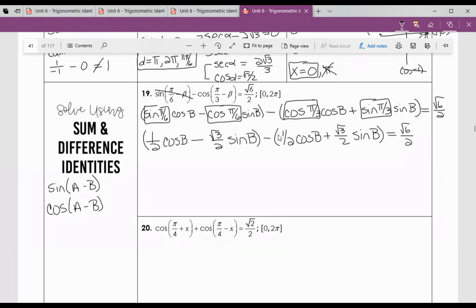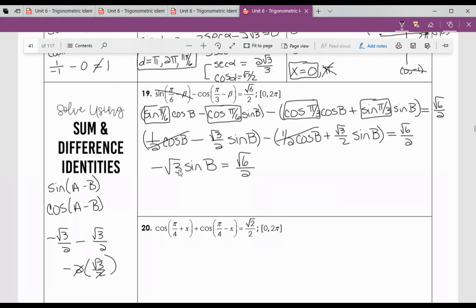So as I go across, 1/2 cosine beta minus 1/2 cosine beta, when I combine like terms, that cancels. Negative square root of 3 over 2 sine beta minus square root of 3 over 2 sine beta ends up being negative square root of 3 sine beta. When you take negative square root of 3 over 2 and you subtract square root of 3 over 2, you get negative 2 square roots of 3 over 2, and the 2's will cancel. So that's why that is negative square root of 3 sine beta. And that equals square root 6 over 2.